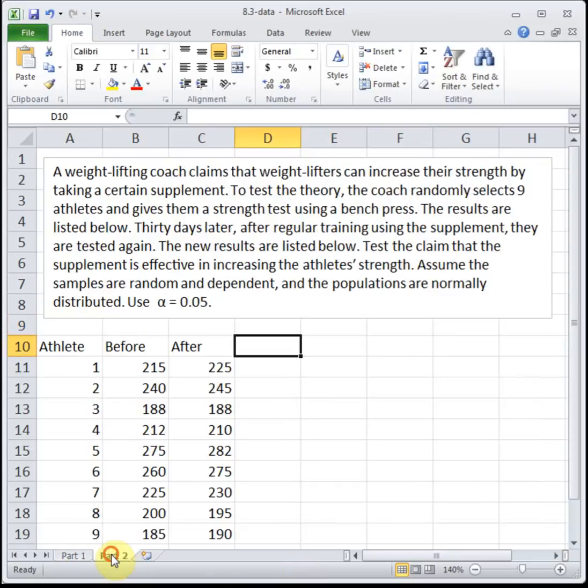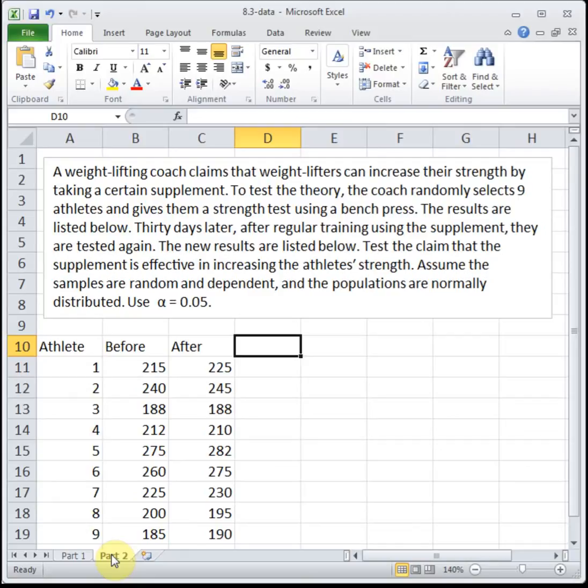All right, let's do another one. So a weightlifting coach claims that weightlifters can increase their strength by taking a certain supplement. To test the theory, the coach randomly selects 9 athletes and gives them a strength test using a bench press. The results are listed below. 30 days later, after regular training using the supplement, they are tested again. The new results are listed below.